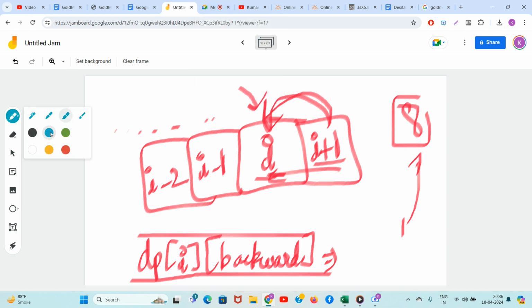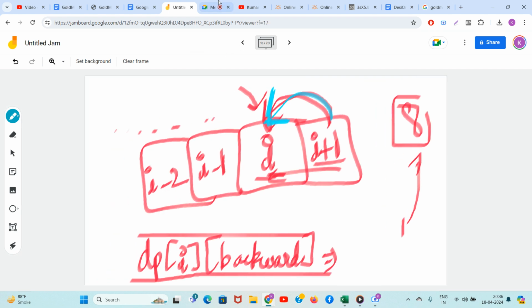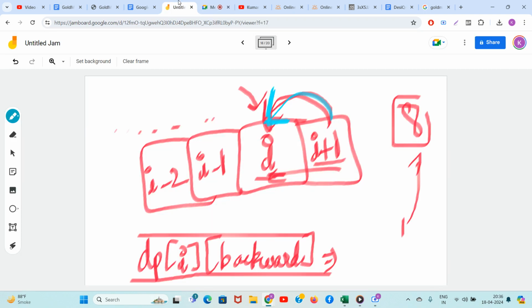Now comes the interesting stuff. If you are coming from I plus 1 to I, you know you can make only one backward move. So use your brain and tell me from which index you must have reached I plus 1. If it is guaranteed that you are going from I plus 1 to I, tell me how did you reach I plus 1? Everyone write in the chat. There is only one way.